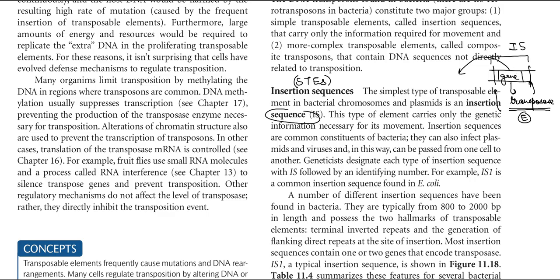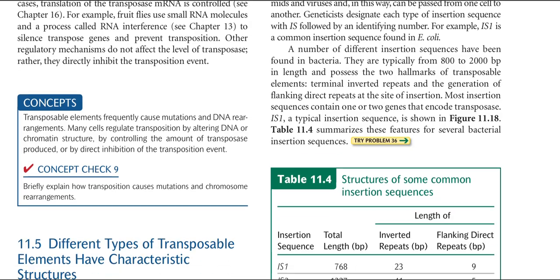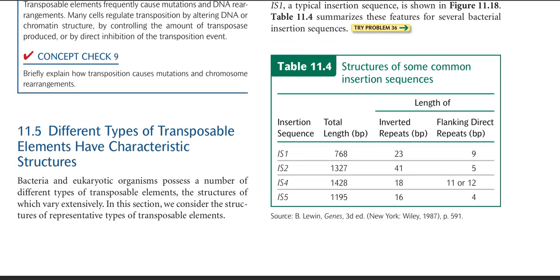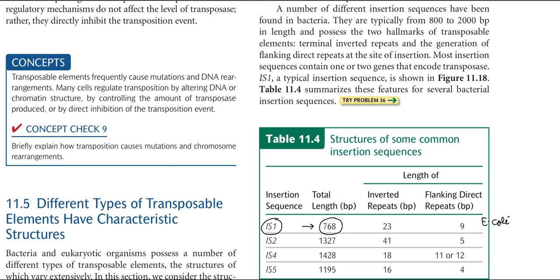Now there are some other kinds of elements also, which are called complex transposable elements. But before that, let us talk about one of the examples of insertion sequences. The insertion sequence 1 is of total length of 768 base pairs and it is commonly found in E. coli. So if you want to learn this, you can learn.